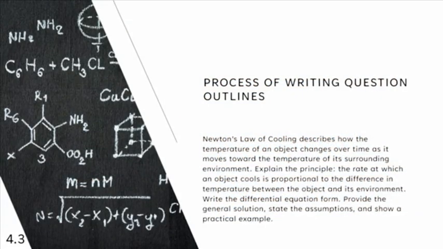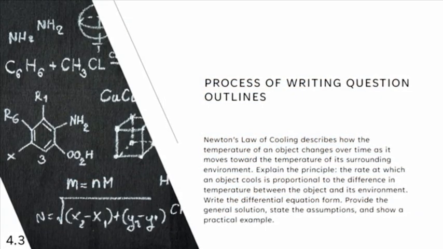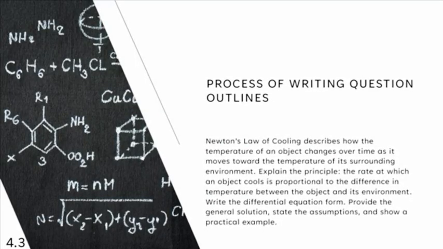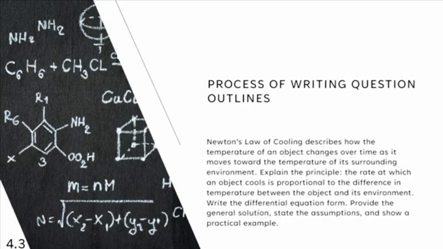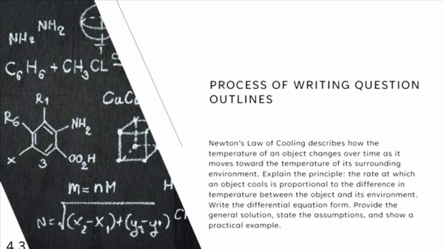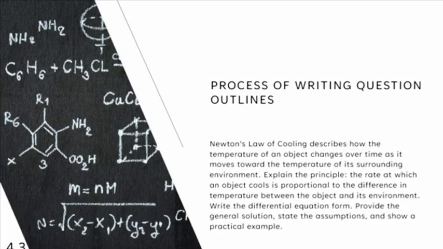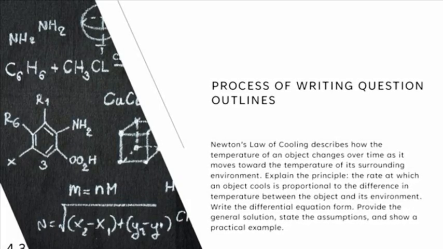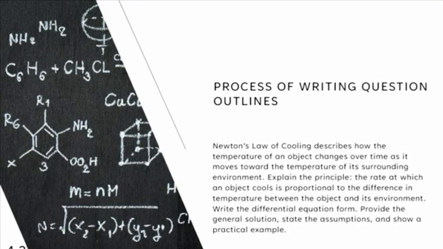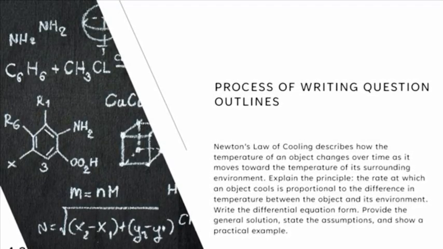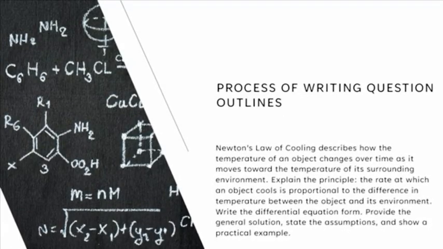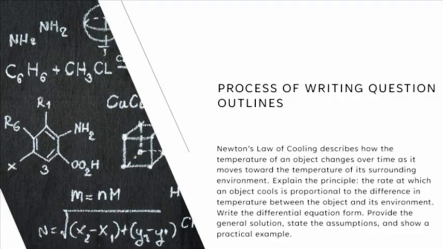The process of writing question outlines for Newton's law of cooling describes how the temperature of an object changes over time as it moves towards the temperature of its surrounding environment. You have to explain the principle that the rate at which an object cools is proportional to the difference in the temperature between the object and its environment. Then write the differential equation form, provide the general solution, state the assumptions, and show practice examples.